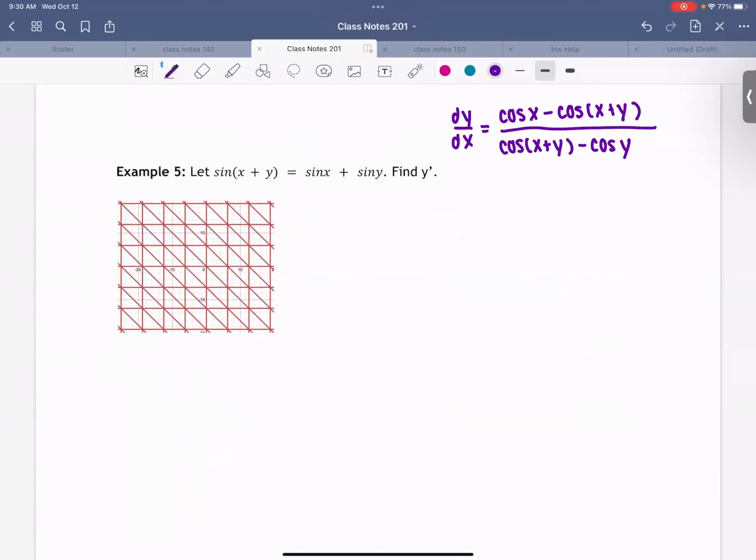Now, let me give you some time to work on example 4 and 5. Definitely work together if you're feeling a little funky about this, if this is new to you, but we'll come back in a little bit.